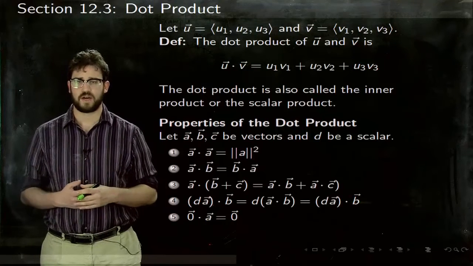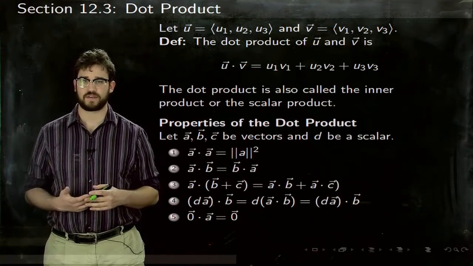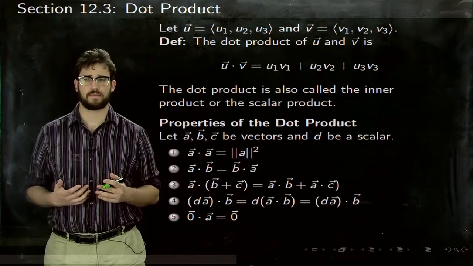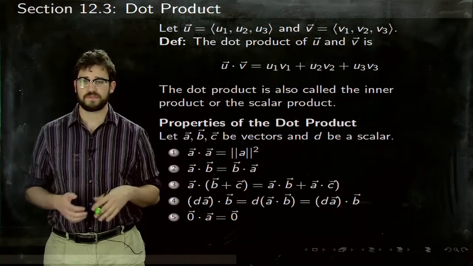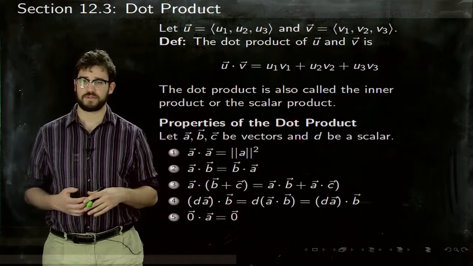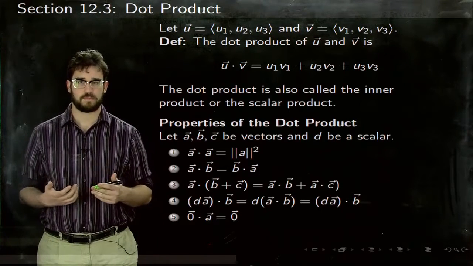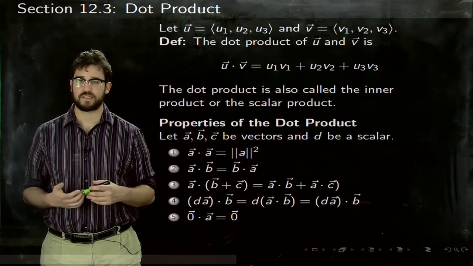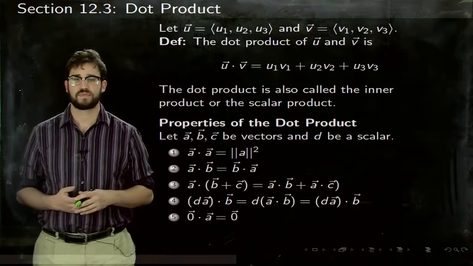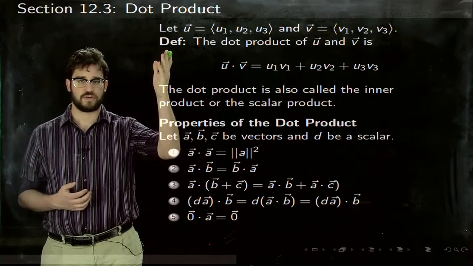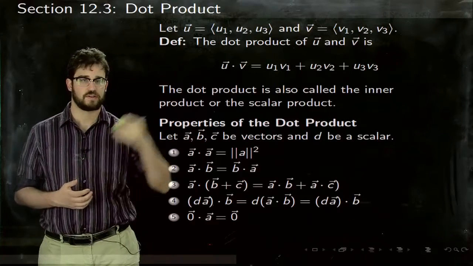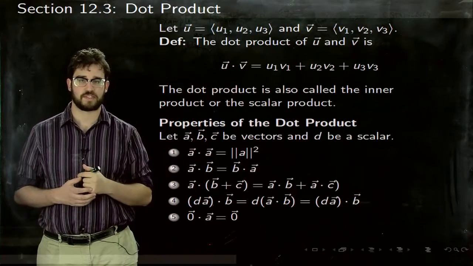So far, we've talked about adding and subtracting vectors and also multiplying by a scalar. But what happens if we have two vectors and we want to multiply them together? Well, one of the ways that we could multiply two vectors together is known as the dot product. So let's suppose we have a u, which is a three-dimensional vector, and a v, which is a three-dimensional vector.